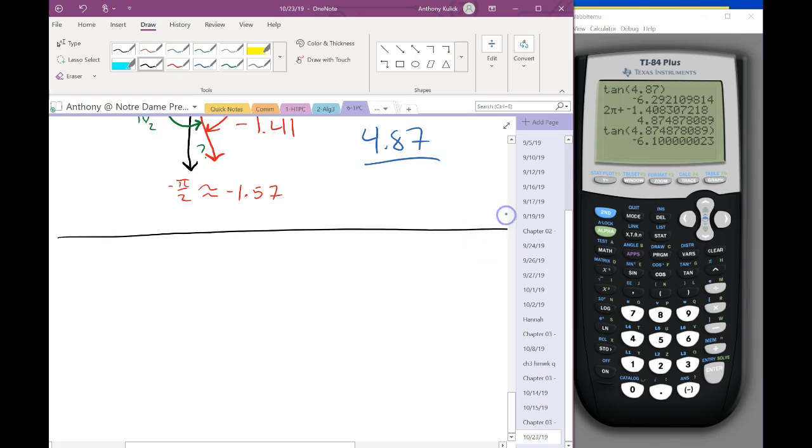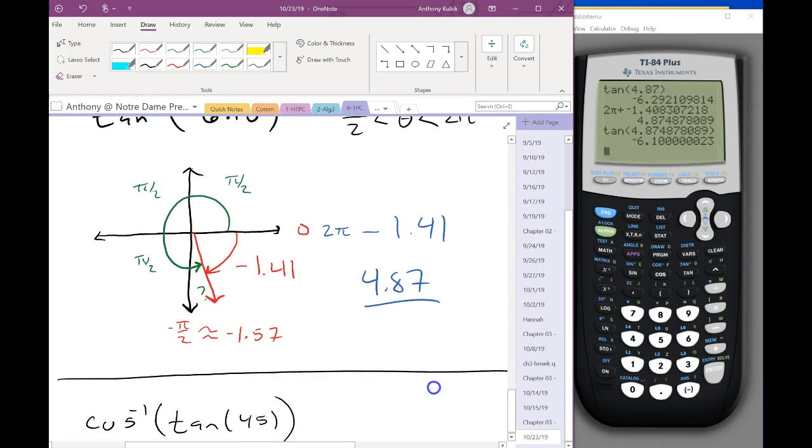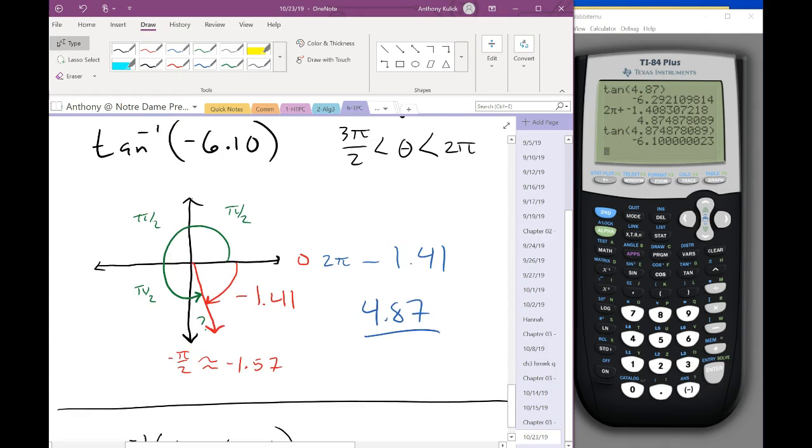Okay. What if I do something like cosine inverse of tangent of 45? Oh, sure, Kendall. You're doing that. We're talking about this one, tangent. Okay. Yes.